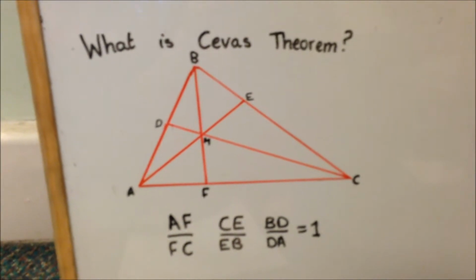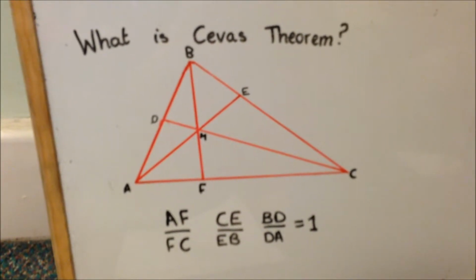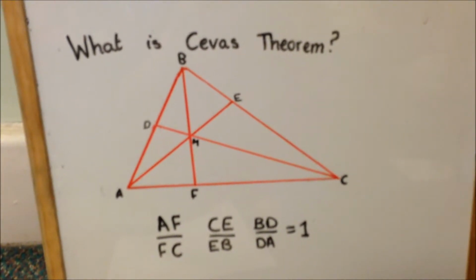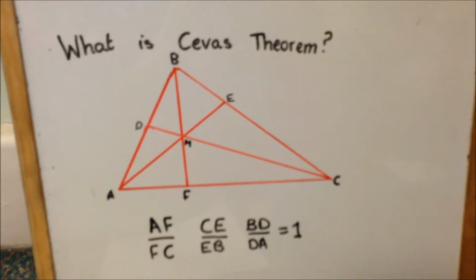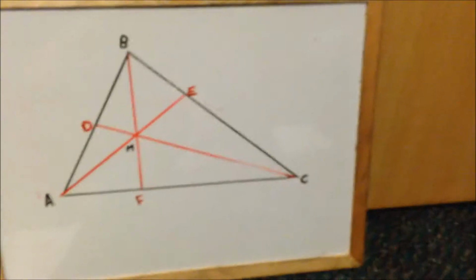Ceva's theorem says that the product of the ratios of the pairs of segments formed on each side of the triangle by the point M equals 1, where the ratios are taken in the same orientation on each side. Also, if the product of the ratios of any three Cevians equals 1, then these three are concurrent. Now, let's move on to the proof.